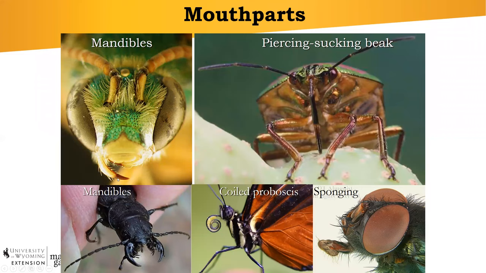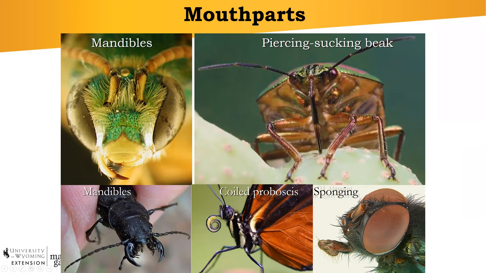He has one mandible kind of hanging down, and their mandibles move side to side, not up and down like ours. Some insects have large projecting mandibles, very easy to see, like a ground beetle. Other insects have piercing, sucking beaks, and so they suck the juices out of plants, or in some cases the blood out of animals, or the blood out of other insects. You have the coiled proboscis, which is not so much a piercing, but just a flexible sucking beak. And it coils up like a fire hose underneath their face.